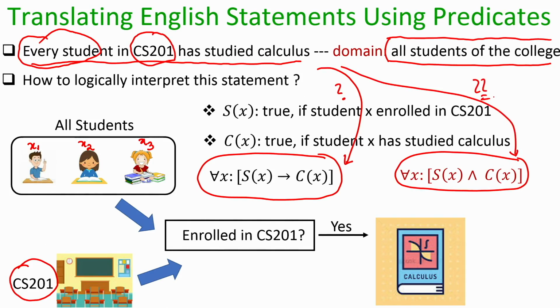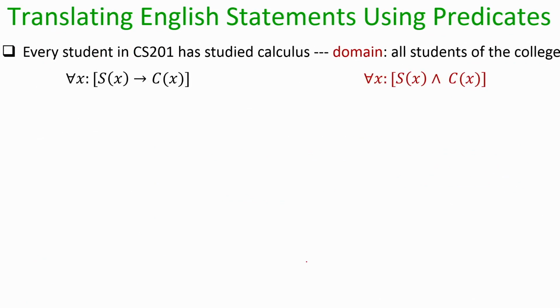Very often students do think that it is the second expression which is representing the statement every student in CS201 has studied calculus, but that is not the case. So, let me demonstrate why the second expression is an incorrect expression and it is the first expression which represents the statement every student has studied calculus in CS201.